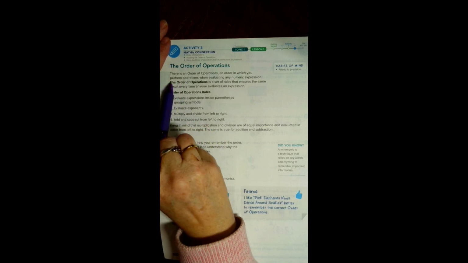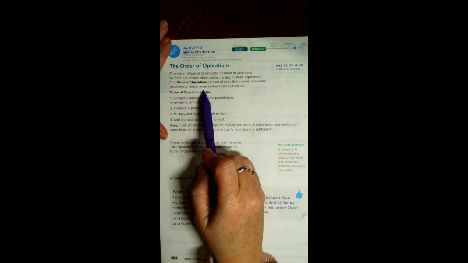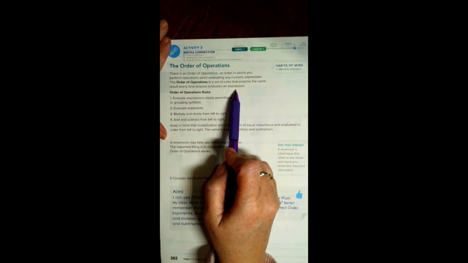Okay, activity 3, order of operations. Now we're going to have a note sheet on this and a video, probably an Edpuzzle video as well. There's an order of operations, which is an order that you use to perform operations when evaluating any numeric expression. The order of operations is a set of rules that ensures the same results every time anyone evaluates an expression. Without it, everybody would just be doing it in whatever order they wanted and getting different answers.